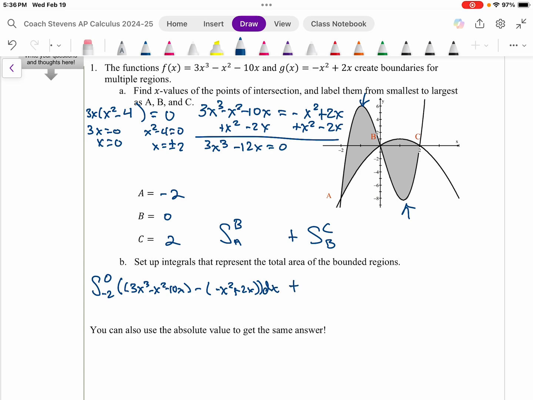Now I have to add the second part, where I go from 0 to positive 2. And they trade roles, who's on top and who's on the bottom. So we start off with the quadratic part, and then subtract the cubic part.